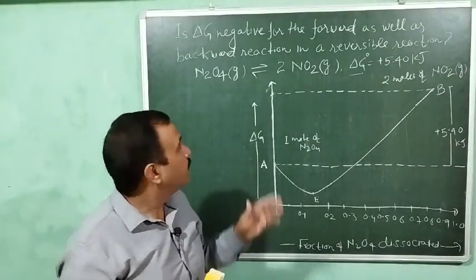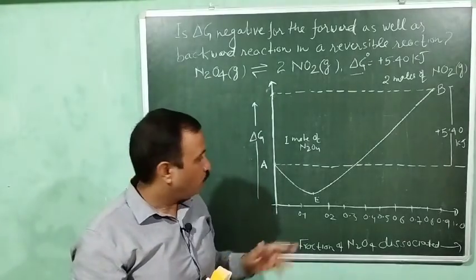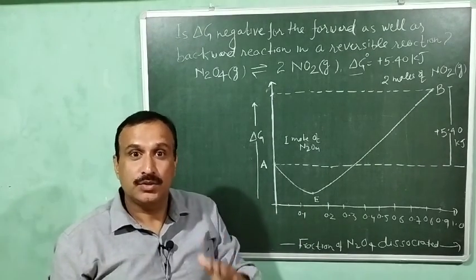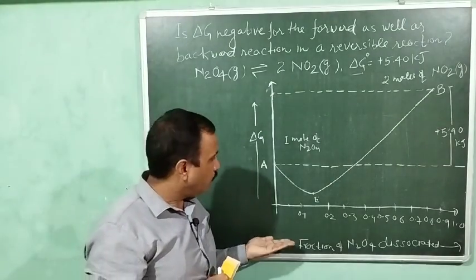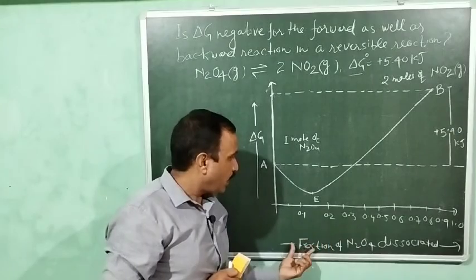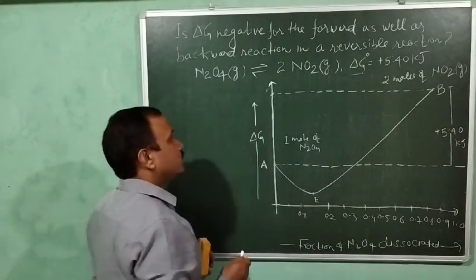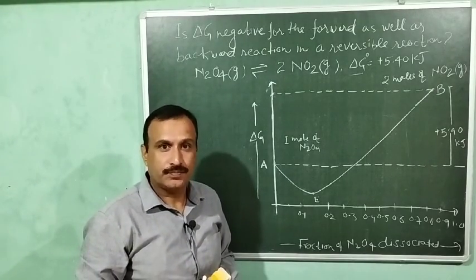fraction of your N2O4 has been dissociated into NO2. 0.2 fraction means 20% of N2O4 has been dissociated into NO2. Okay, so in this way along the x-axis we have fraction of N2O4 dissociated, and along y-axis we have free energy change or the standard state free energy change.